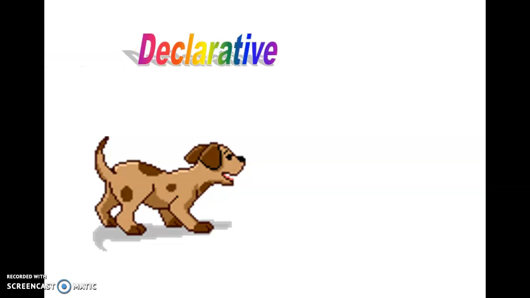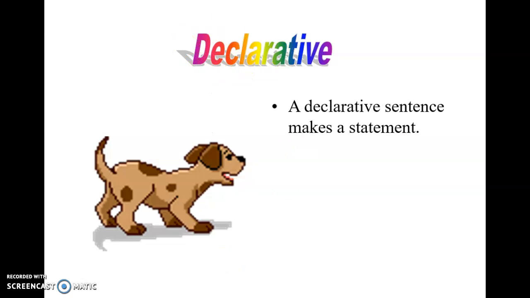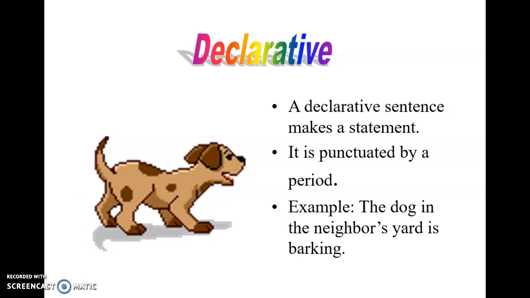The first we're going to talk about is declarative. So if you look at the word declarative, it's got the root word declare. So it kind of gives you an idea of the purpose of a declarative sentence. A declarative sentence basically makes a statement. It is punctuated by a period. An example: the dog in the neighbor's yard is barking.